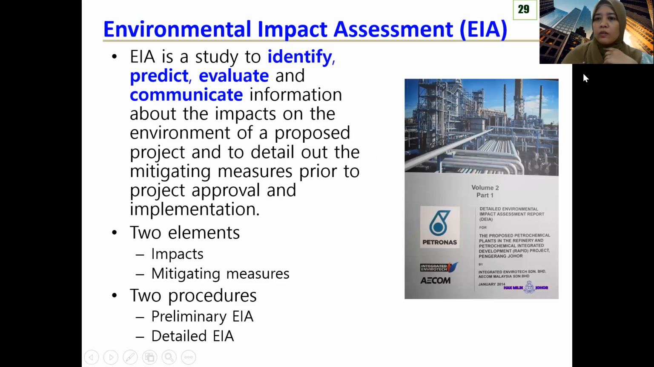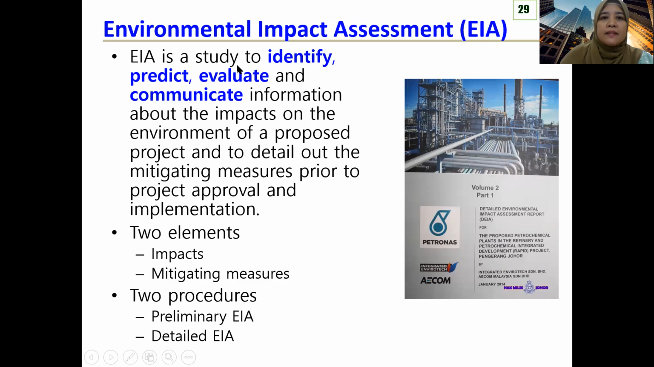So this is what it looks like. This is what a DEIA looks like. For this one is the proposed petrochemical plant in the refinery and petrochemical integrated rapid project, the Pengerang Johor punya. So this is an example of DEIA done for a petrochemical plant di Pengerang Johor.